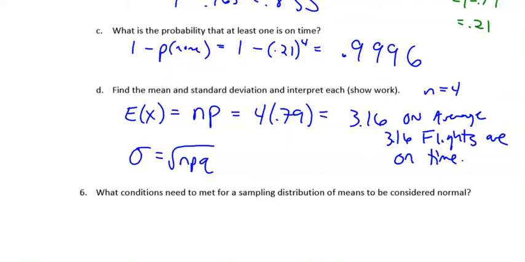Standard deviation, okay, so this one's a little bit more complicated to interpret. The math is pretty straightforward. n is 4, so be careful when you calculate. I'm going to do what's under the radical first. 4 times 0.79 times 0.21. And you hit enter. And I take the square root of that. Square root of that. And I get 0.815.